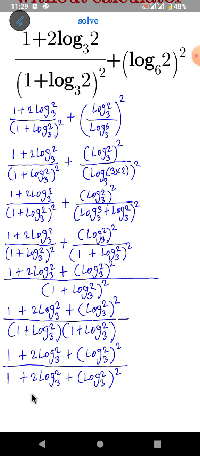Now I'm going to divide. Why? Because the numerator is the same as the denominator. So when this is divided by this, we get 1 as our final solution. So this is my final solution to this question.